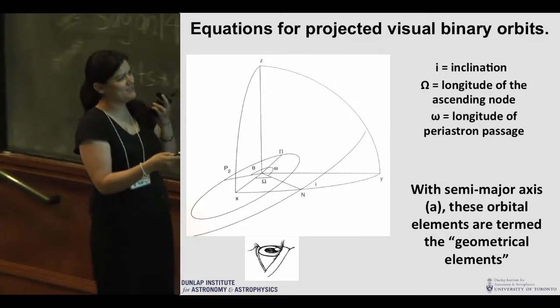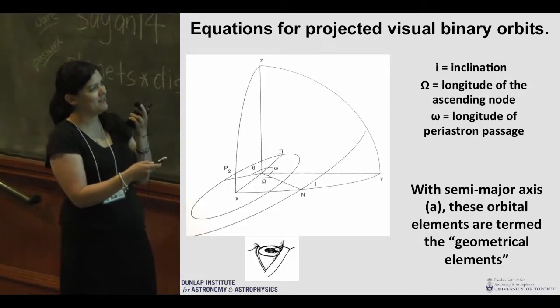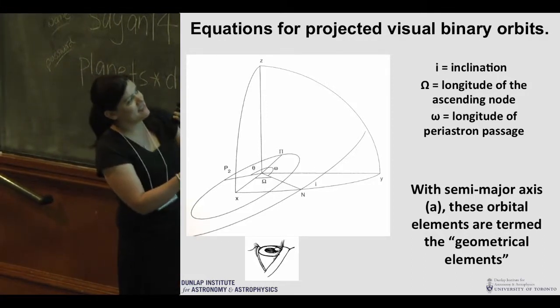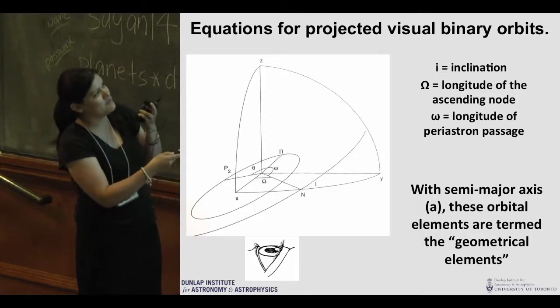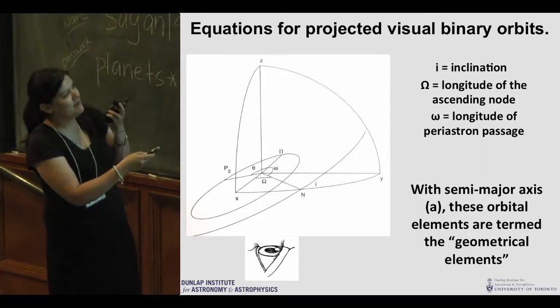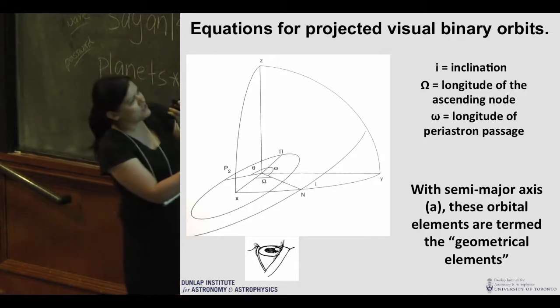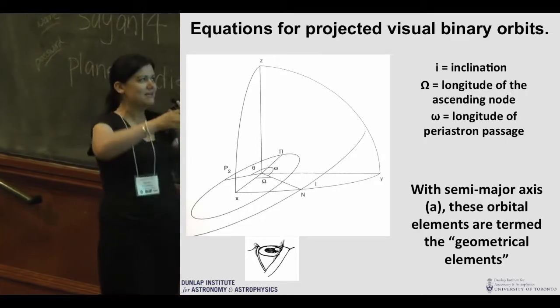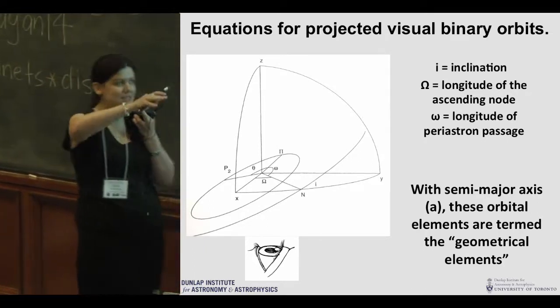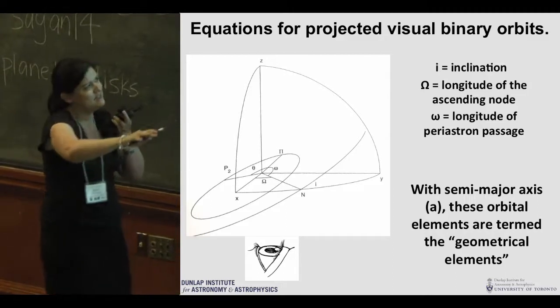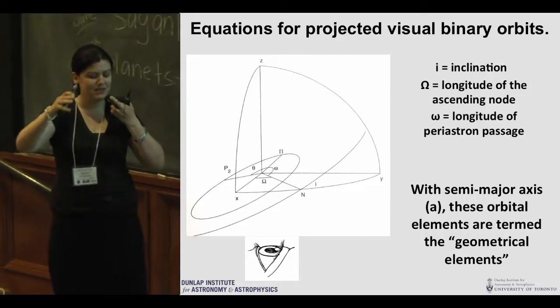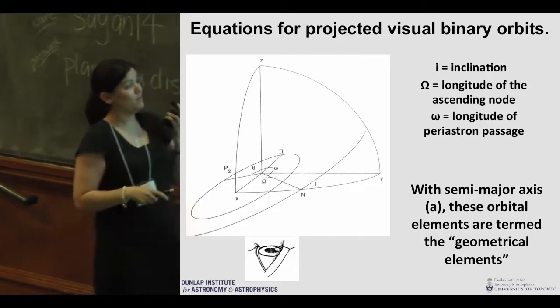So here's the point, the ascending node. You can see that the longitude of the ascending node is defined as this angle here. So you have inclination that's like this and the longitude of ascending node that's like this. That defines perfectly the orientation of your orbital plane.